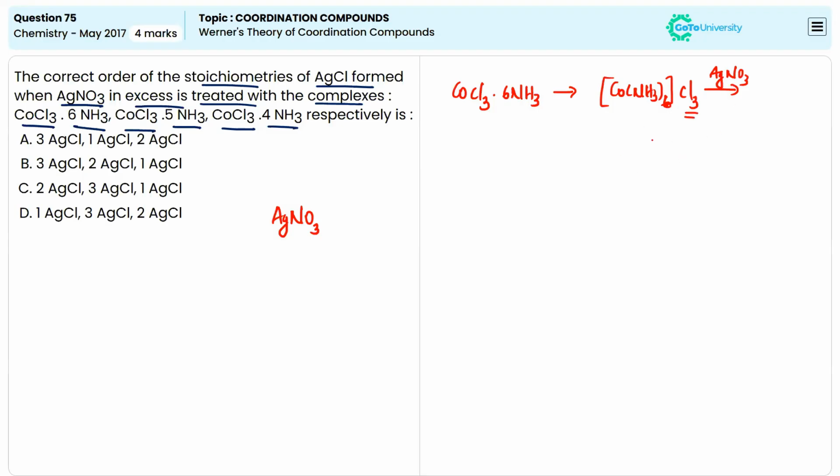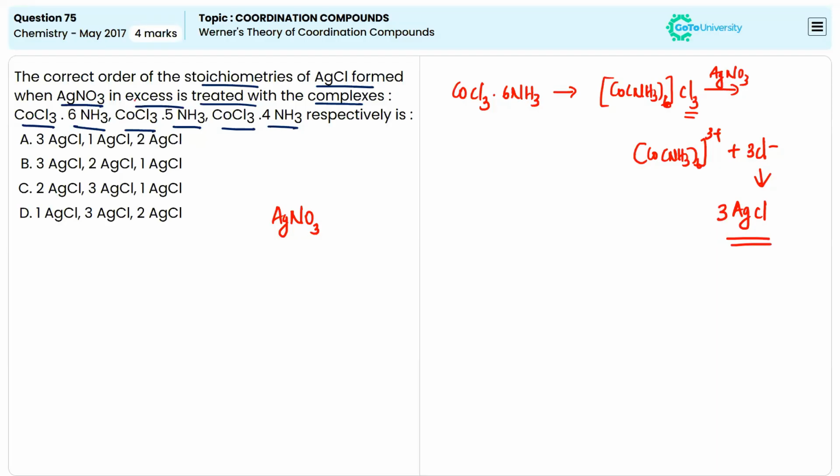So what will you get here? You will get the [Co(NH3)6] 3+ complex plus 3Cl minus. These 3Cl minus ions will be precipitated as AgCl. So you will get 3 moles of AgCl.